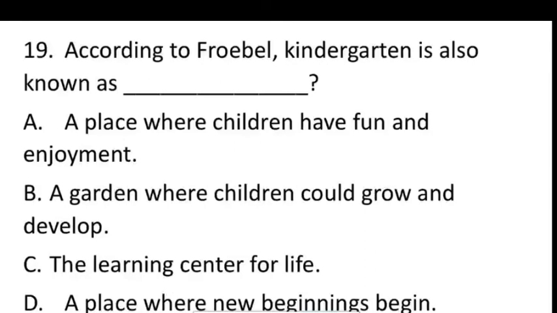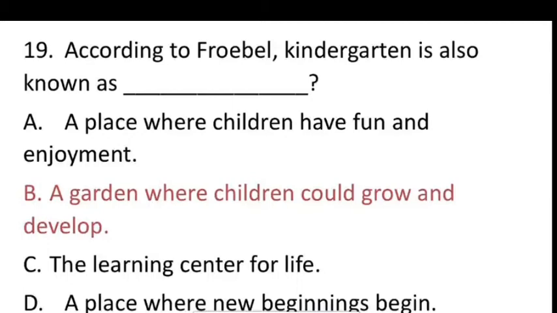Number 19. According to Froebel, kindergarten is also known as blank. Is it A, a place where children have fun and enjoyment? Letter B, a garden where children could grow and develop. Letter C, the learning center for life. Letter D, a place where new beginnings begin. The correct answer for this one would be letter B, a garden where children could grow and develop.